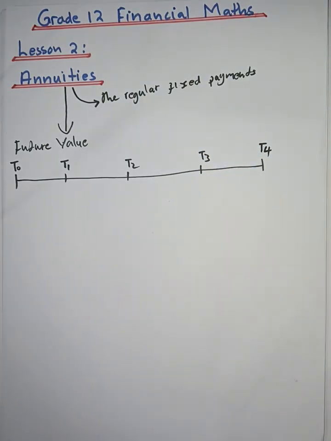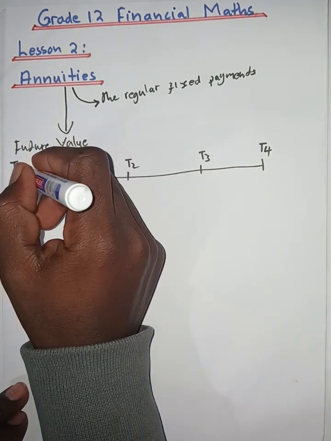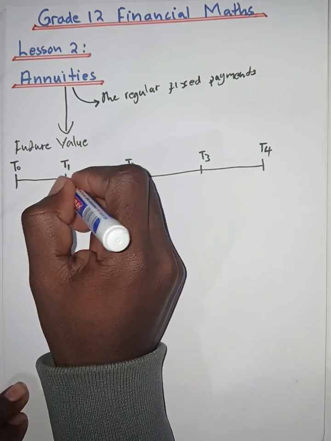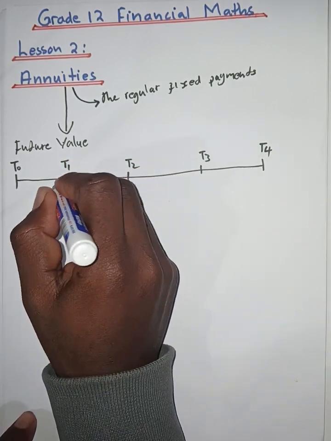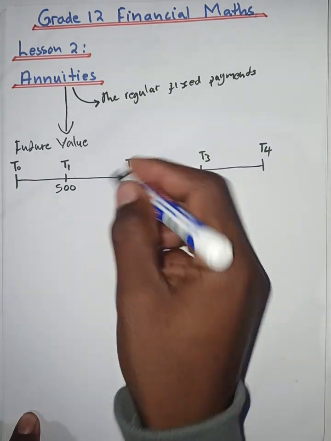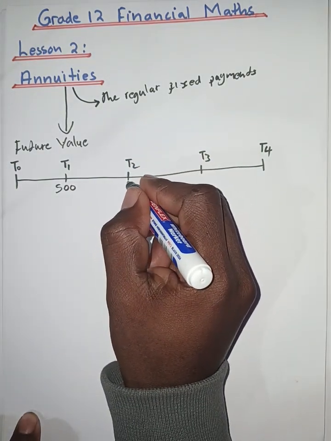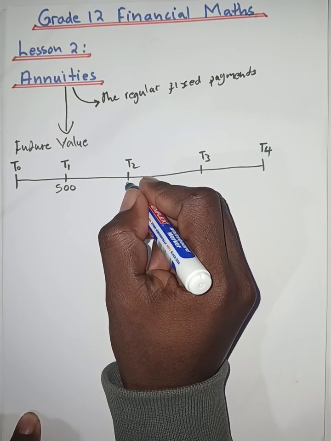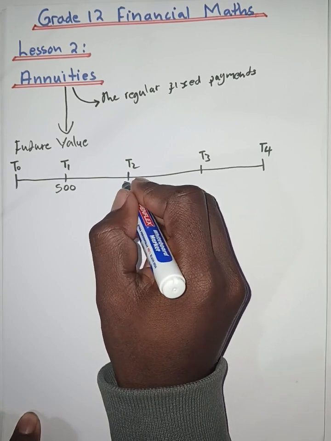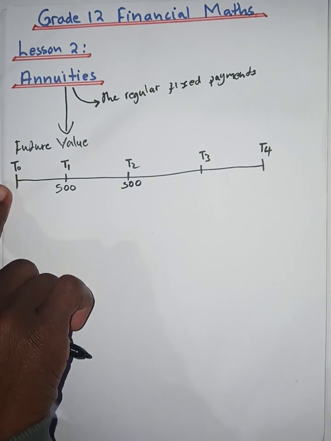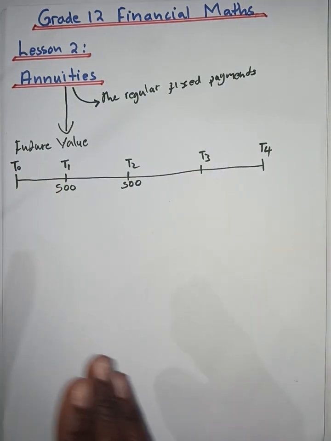Now suppose we're making an investment of 500 every year. Suppose we start at the end of the first year, so in this case it will be at T1. We invest 500. Then at T2 we would invest another 500. Actually, I'm kind of mixing this.